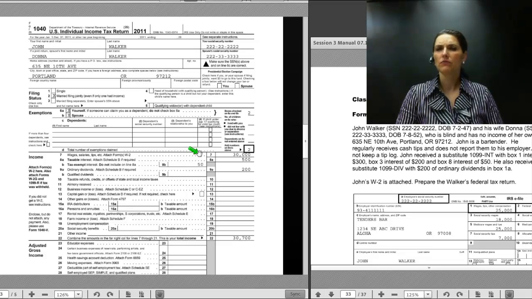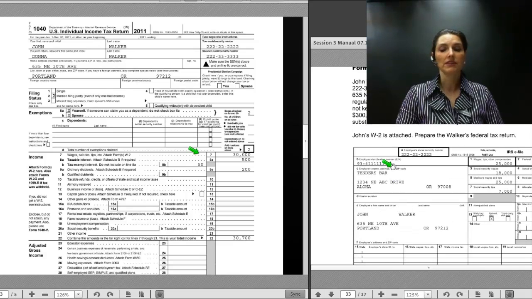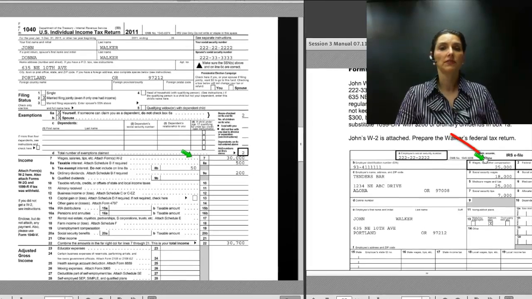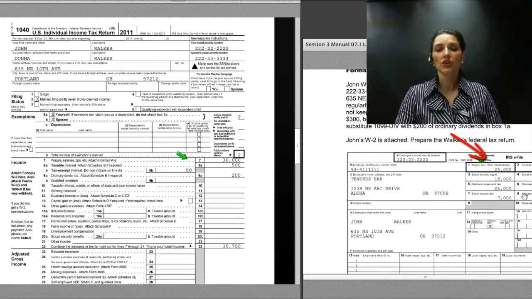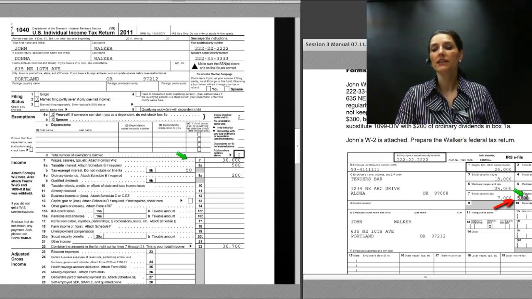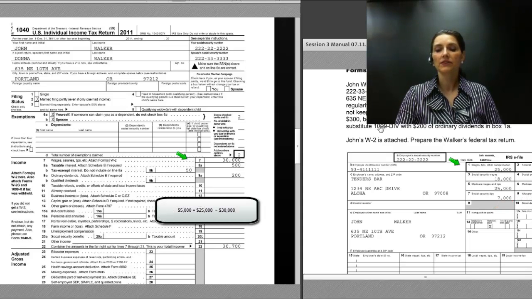Well, you might be asking, where did you get $30,000? Well, maybe you figured it out and maybe you didn't. The answer is that although the W-2 says box 1 wages are $25,000, because John Walker did not maintain a tip log, he is going to have to include all $5,000 of allocated tips in his income as wages. So $5,000 plus $25,000 gives us the $30,000 that needs to be reported on line 7.